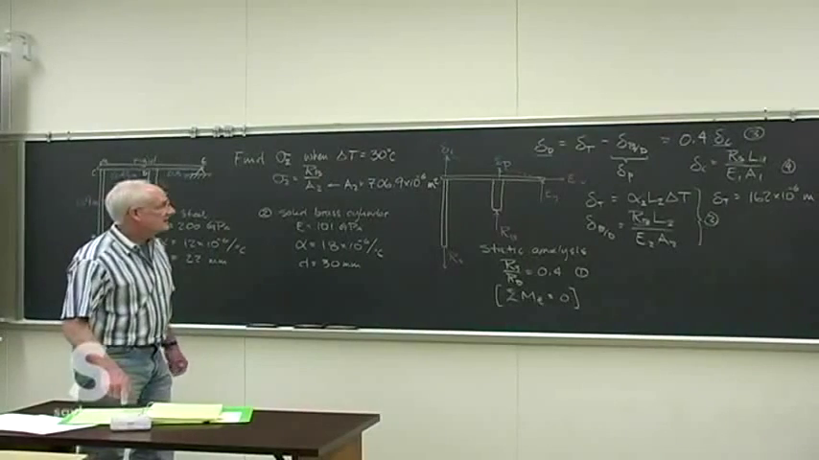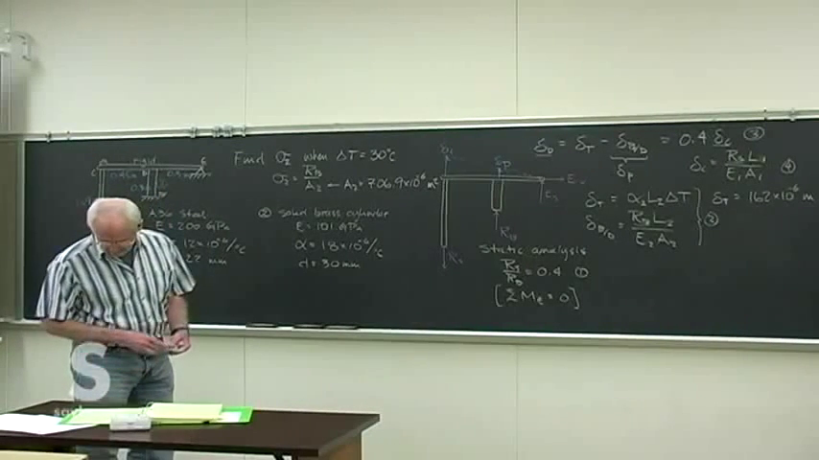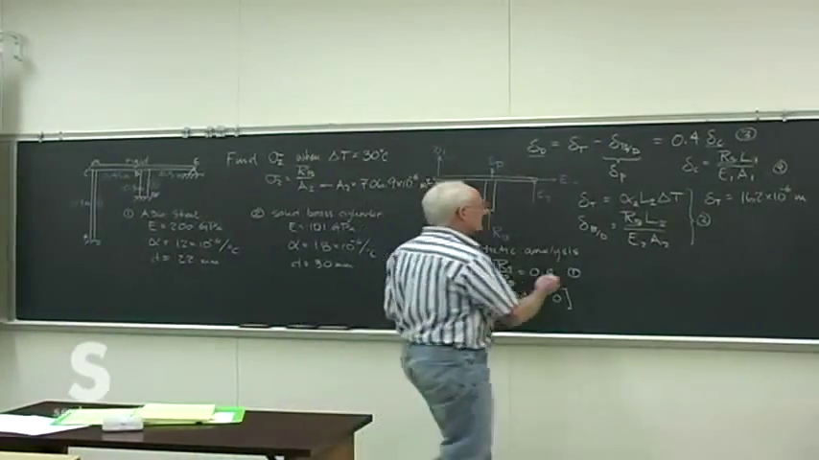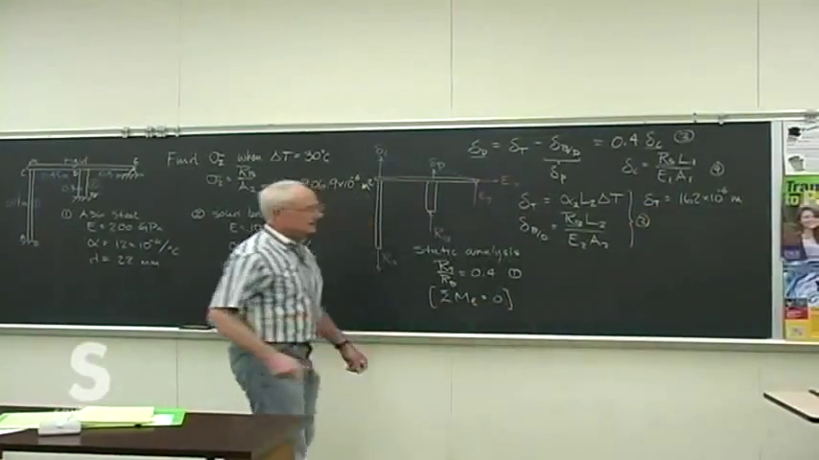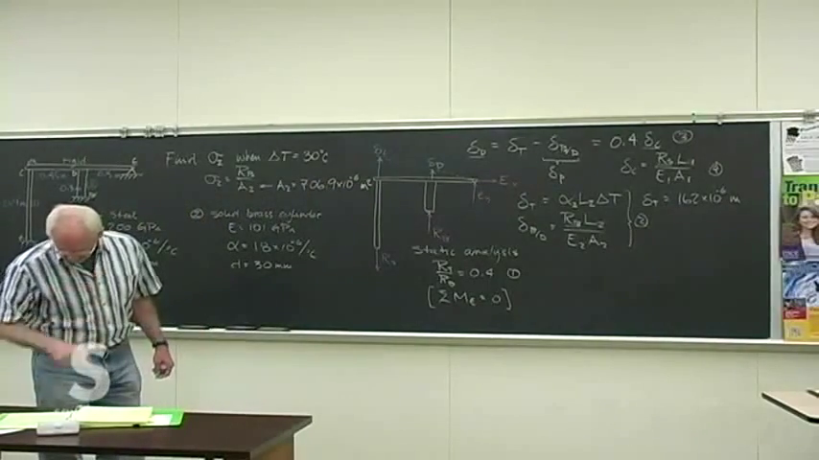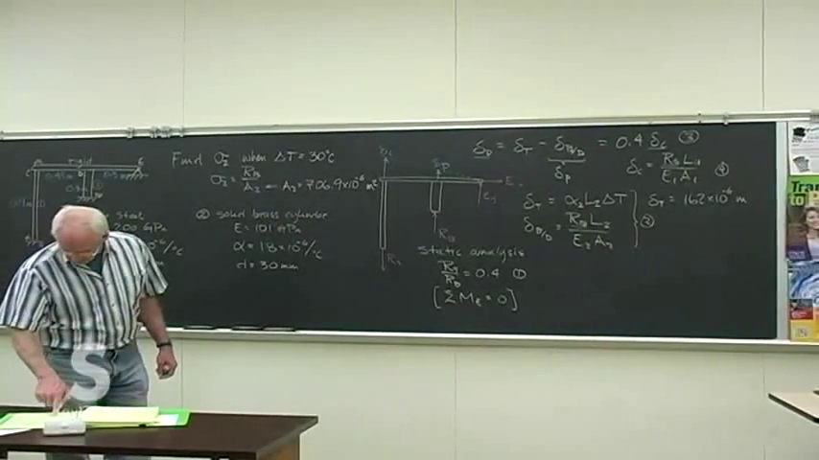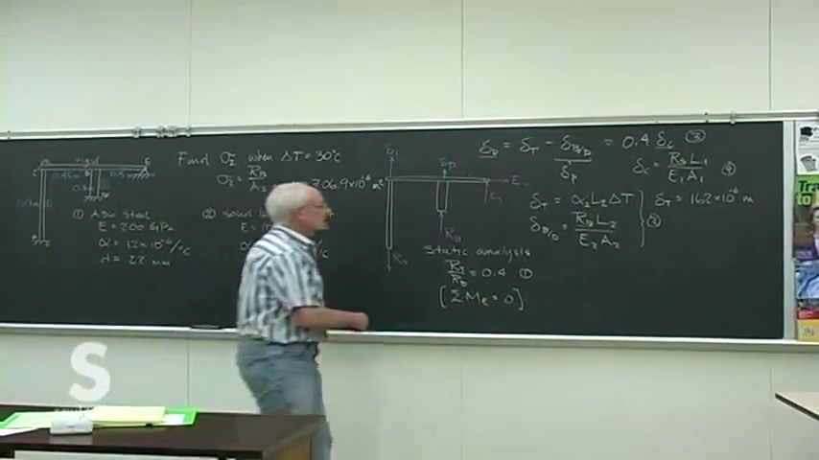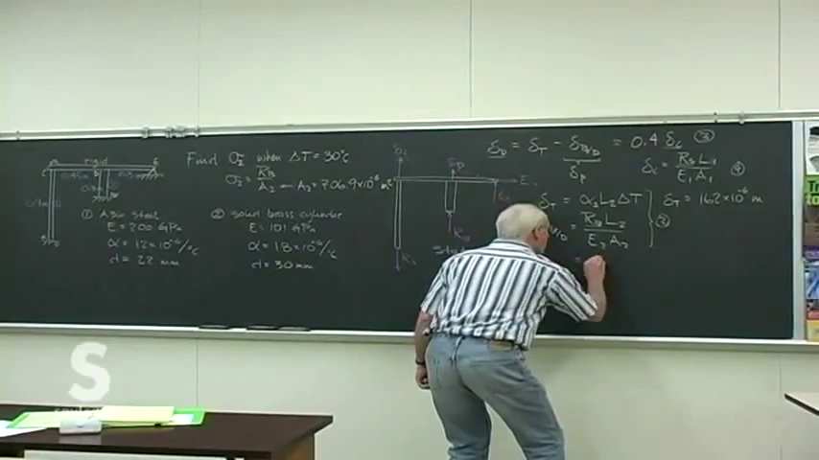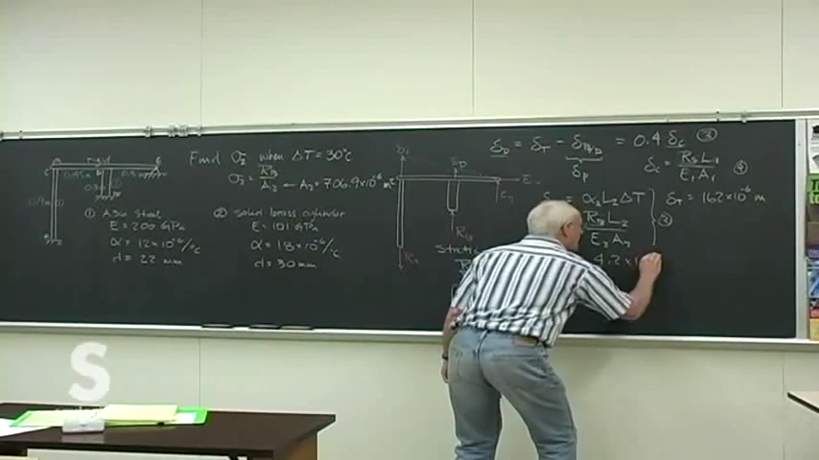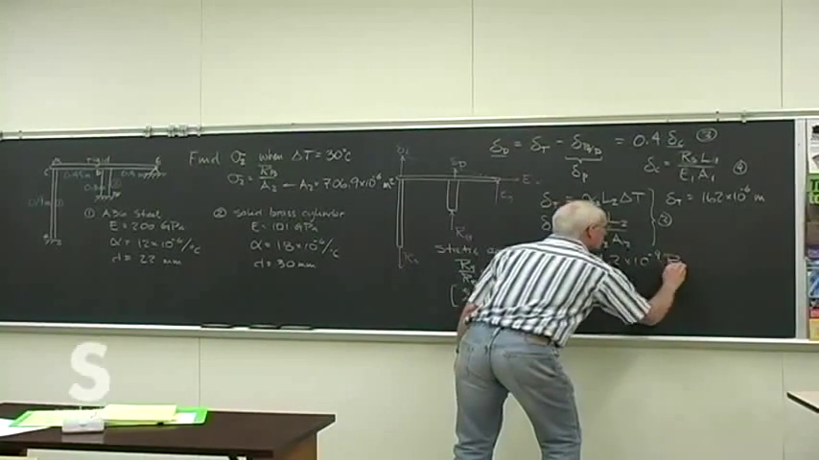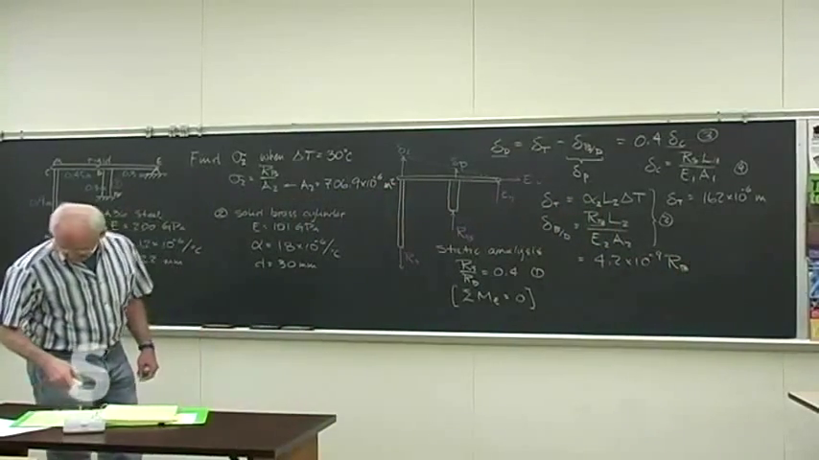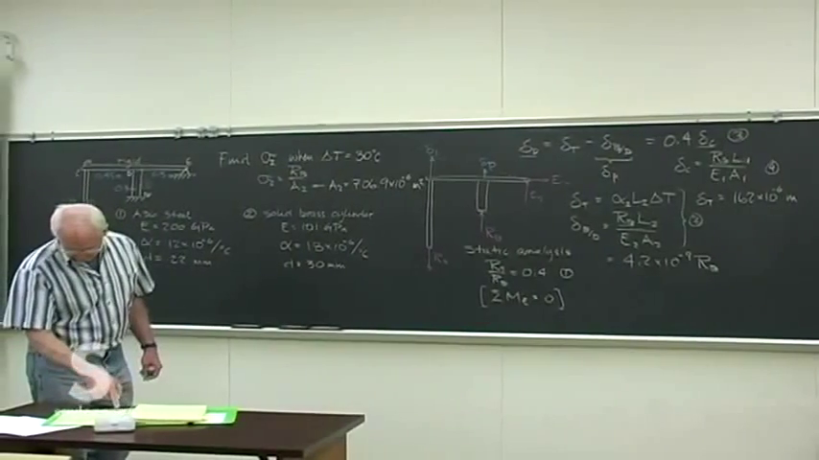We can check maybe some numbers as we go along. Thermal, oh, I gave you del T. The mechanical part is 4.2 times 10 to the minus 9th. But RB is unknown, so you have that part to it. And the units all check.